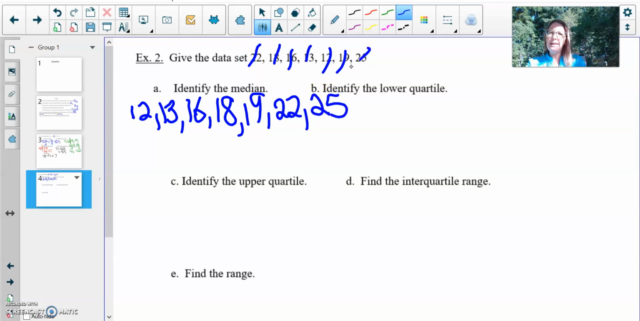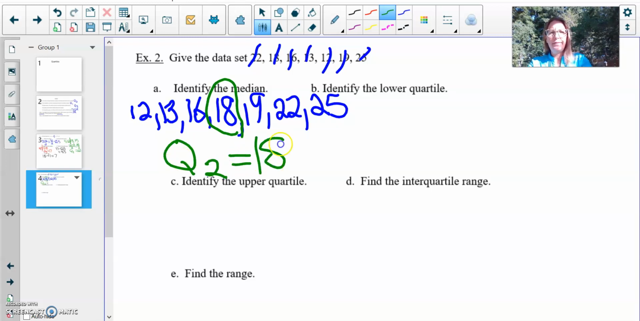Now I have my data in order, and I'm going to find the middle value. This time there are 7 values. Half of 7 would be 3.5, so I bump it up. The fourth data value in my set will be the median, so I count into the fourth data value. My fourth data value is 18, so my median, which is the same as the second quartile, is 18.